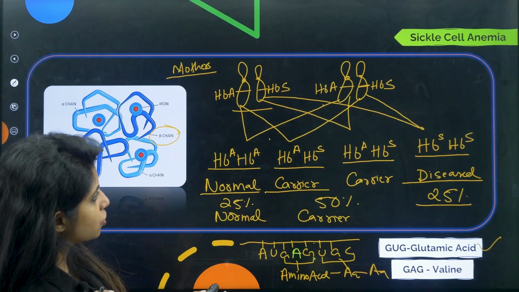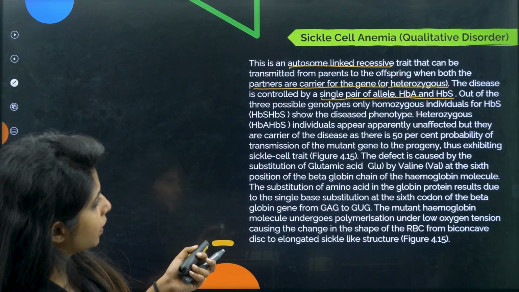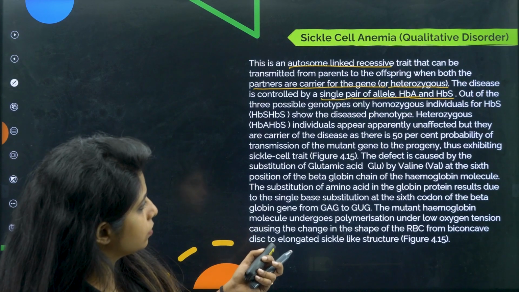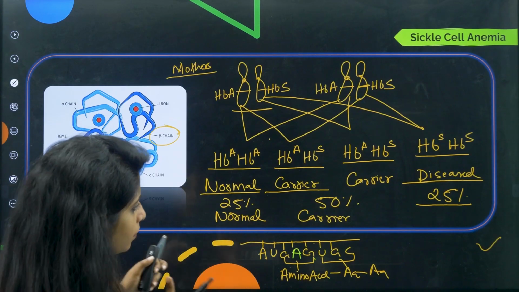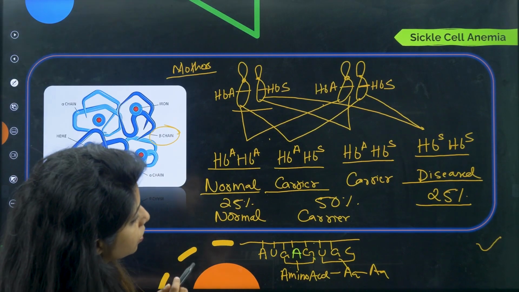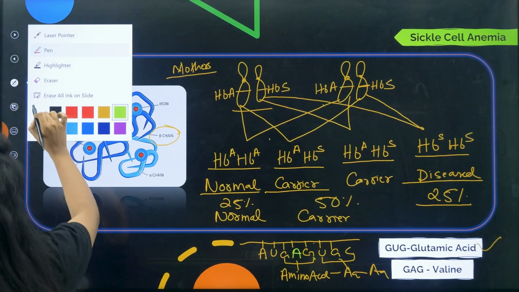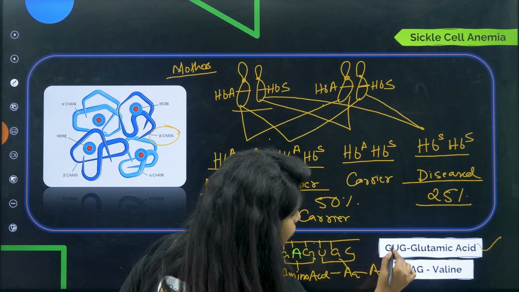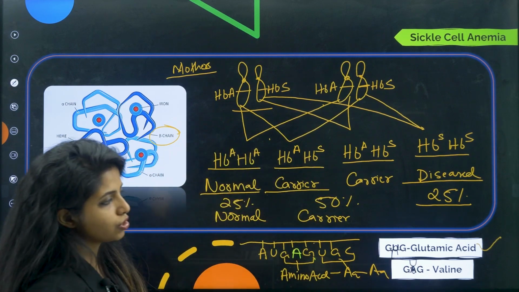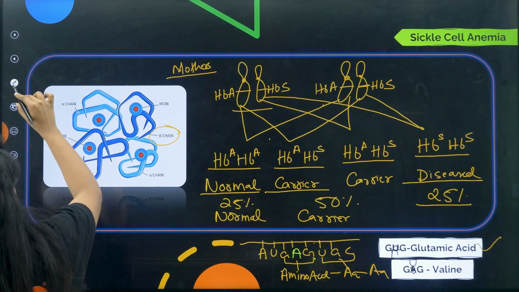Okay, just give me a second over here. I think I made a mistake. Substitution of glutamic acid by valine. Okay, that is the mistake that I did. My apologies. That's what I was thinking, how it can be wrong. So initially it was GAG, and this is GUG. My mistake. So over here, initially it was GAG only.